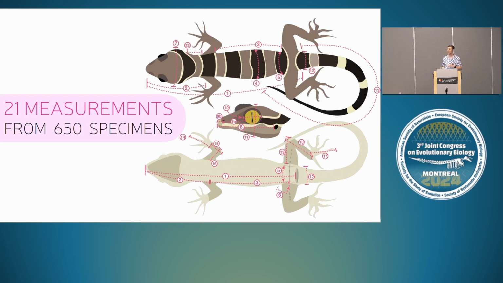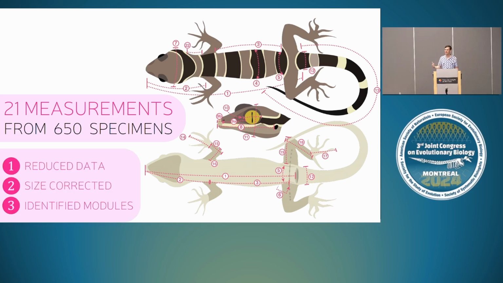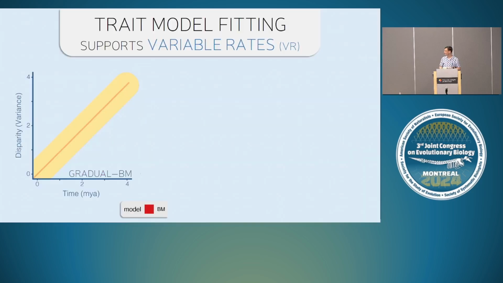We need a data set, so we went out and collected 21 linear measurements from, I don't know how many I said, 650 specimens across all of the species inside this group. We processed the data in pretty standard ways where we brought measurements down to species means, and then we removed the effect of size by using log shape ratios, and we retained size as a separate variable. Then finally, we analyzed traits individually, but we also fit them into modules. So we fit head, body, limbs, and tail into separate multivariate morphological modules.